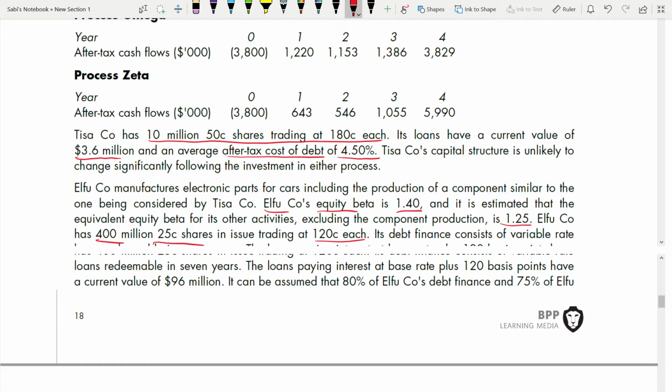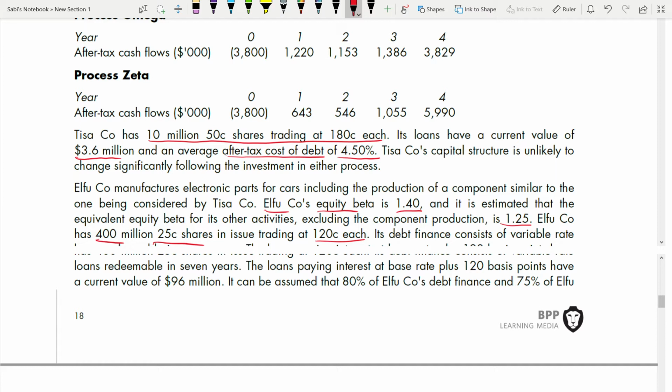Because based on that capital structure, first you need to find the equity beta of what? Equity beta of the component part. You are only given the equity beta of other activities, which is 1.25, but you need to find the equity beta of the component, because that component only Tisca is using. So for that you need the capital structure of L4. That's why they have given you the share, and also they have given you the debt.